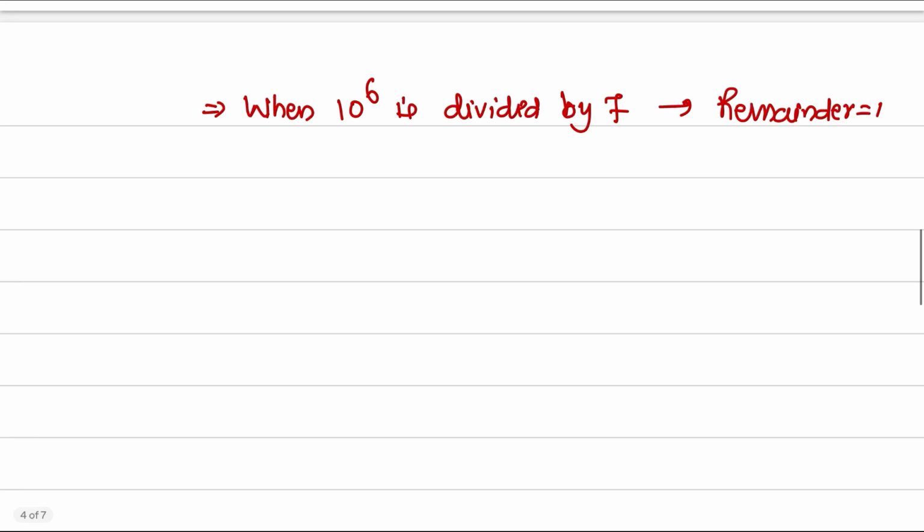Please try to understand, it is a very important concept as far as number theory. It is regularly used in number theory in various applications. 10 to the power of 6 equivalent to 1 modulo 7.